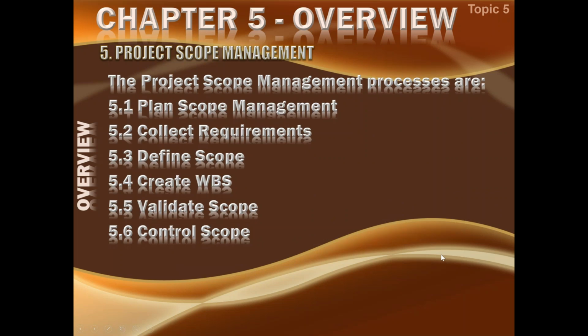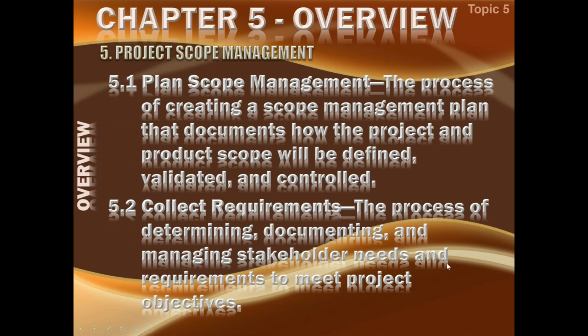Okay. So these are the 6 processes I have already explained to you. Let us have a brief definition of each one of these. Plan scope management is the process of creating a scope management plan that documents how the project and product scope will be defined, validated, and controlled. Although the requirement management plan is also created here, the bigger, all-encompassing plan is the scope management plan. So how the scope management plan is going to define the product and project scope, validate it, and control it.